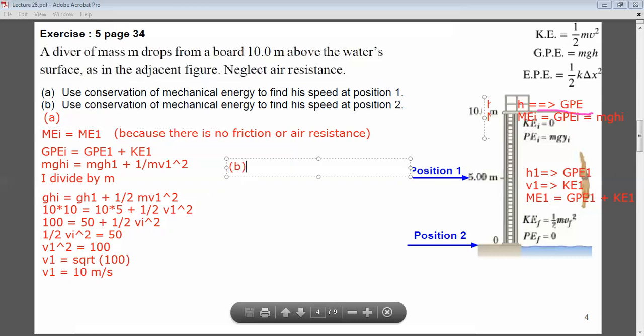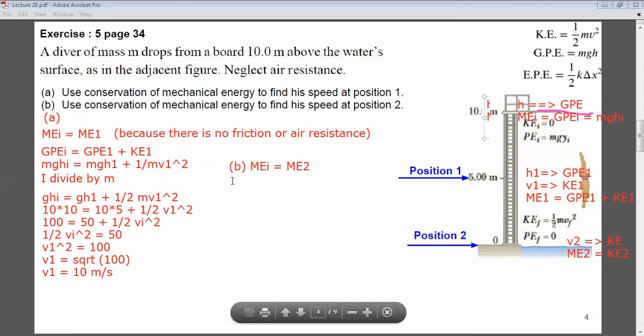Use conservation of mechanical energy to find his speed at position 2. So I'm going to use the same thing, mechanical energy initial is equal to mechanical energy at position 2. Now let's come at position 2 and see what do we have. At position 2, there is V. They're calling it V final. Let's call it V2. Implies I have kinetic energy, which is half mv squared. And it is at the reference, so there is no height. Height is 0, so there is no GPE. So mechanical energy 2 is just KE2.